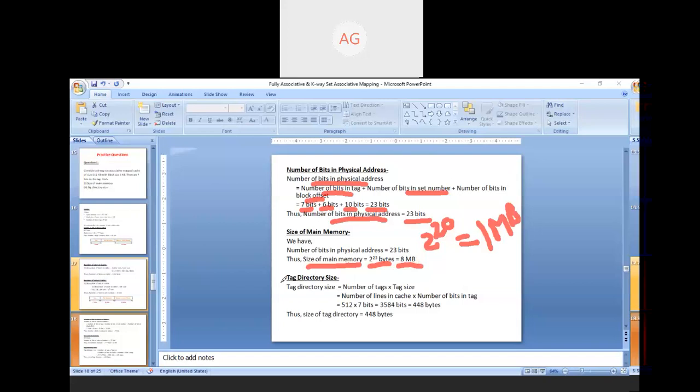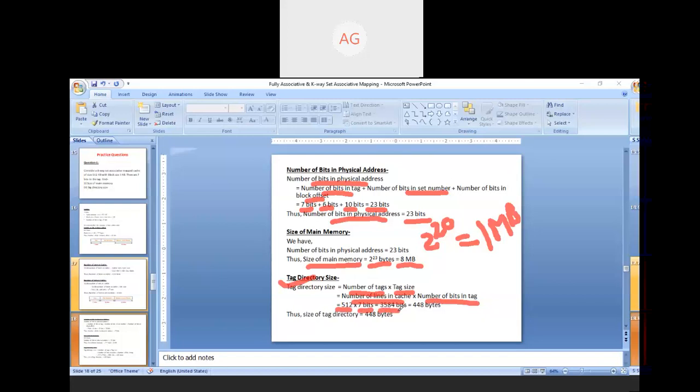So the second part is TAG directory size. It can be found out by using the formula number of tags into tag size. It can also be found out by the formula number of lines in cache into number of bits in tag. So number of lines in the cache is 512, as we already found out, and number of bits in the tag is 7 bits, which is already given to us in the question. So once we multiply it, it comes out to be 3584 bits.